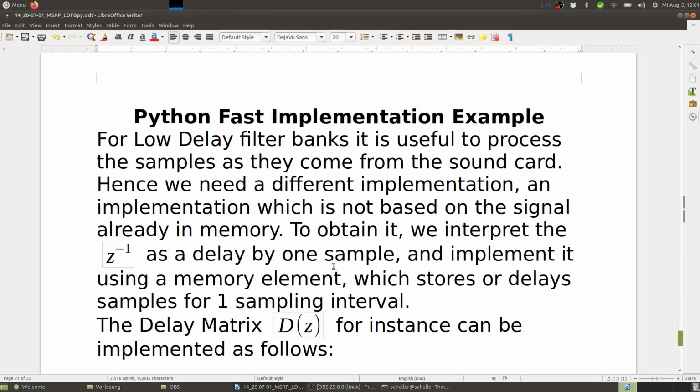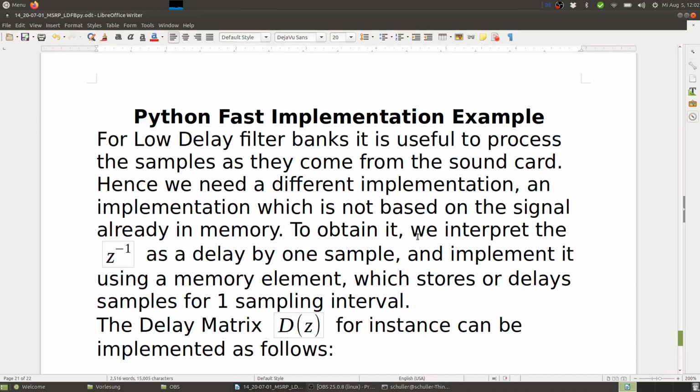Yeah, so now a Python fast implementation example. So how would you do it when you have live audio coming in and you want to have efficient processing so that you can do the processing actually in real time. So for low delay filter banks, it is useful to process the samples as they come from the sound card, right? Because we want to have low delay. Hence, we need a different implementation, an implementation which is not based on the signal already in memory.